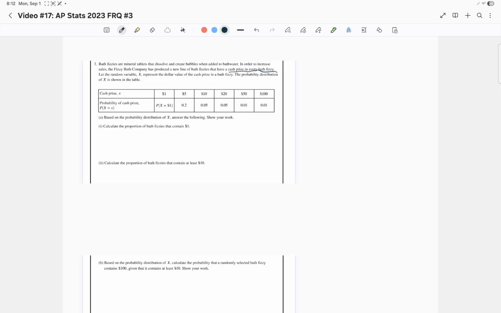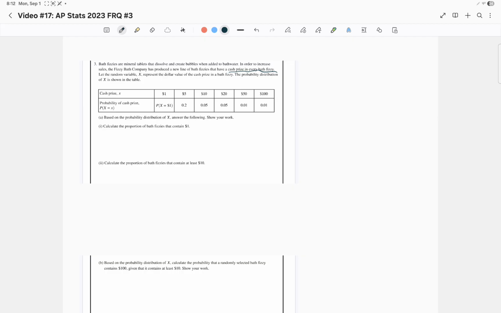So first they ask you to calculate the proportion of bath fizzies that contain $1. Okay, so we know that every bath fizzy has to have a cash prize, right? So there's no potential to not get a cash prize, so you can't get $0. That's not an option. So this table, the first row there, the cash prize X, shows every cash prize possible, of which there are 6. So this shows the total options that you can get. You can't get over $100 either, because they don't show that there.